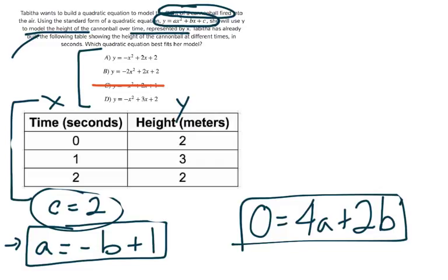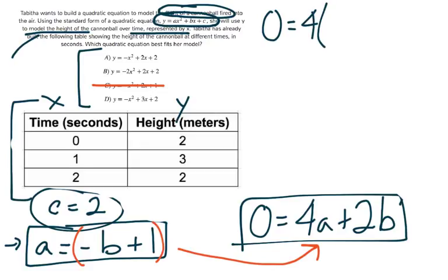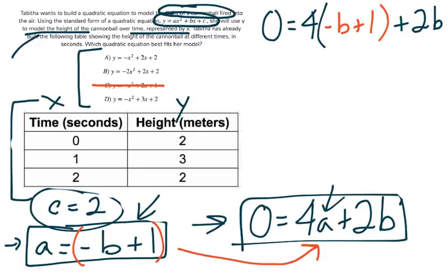I'm going to plug in my a equals, so this piece, as a here, and that will give me my answers. So I'm going to plug it in. 0 equals 4 times, and instead of writing a, I'm going to write negative b plus 1. And then I still have plus 2b. So that's just writing this equation down here, except I'm plugging in this equation, this isolated a, into the a right there. Okay, let's solve.